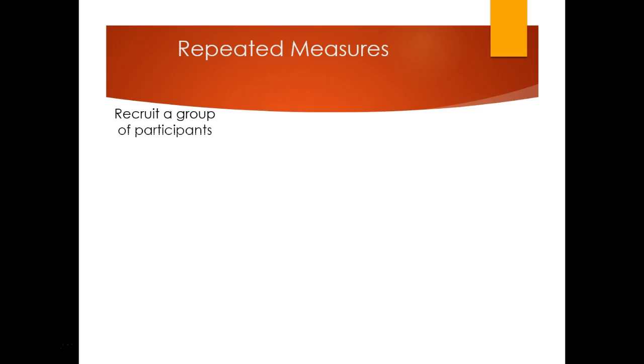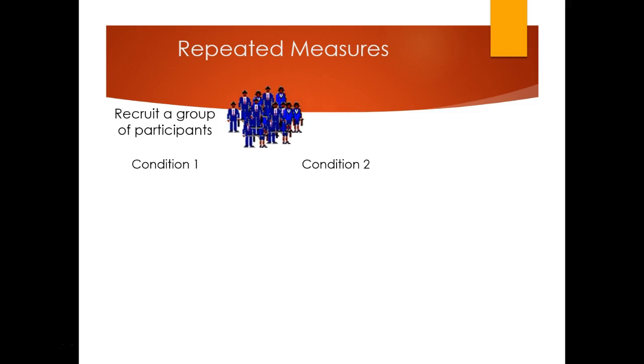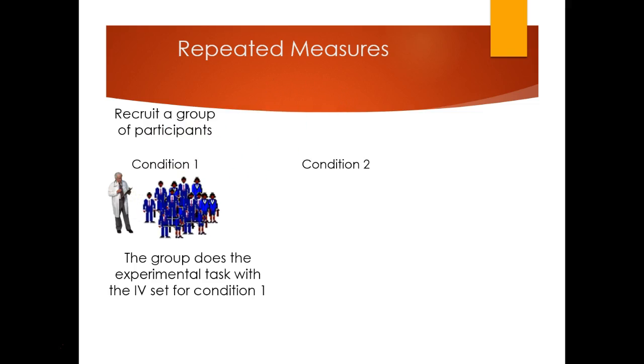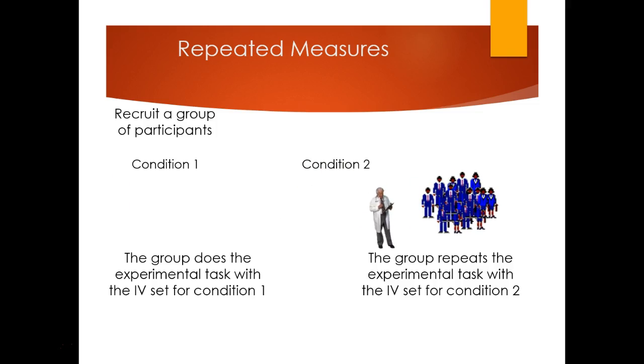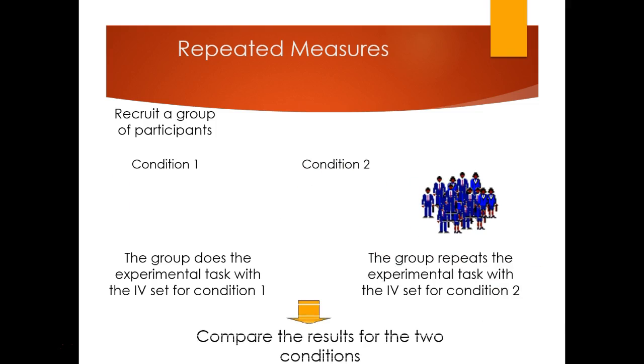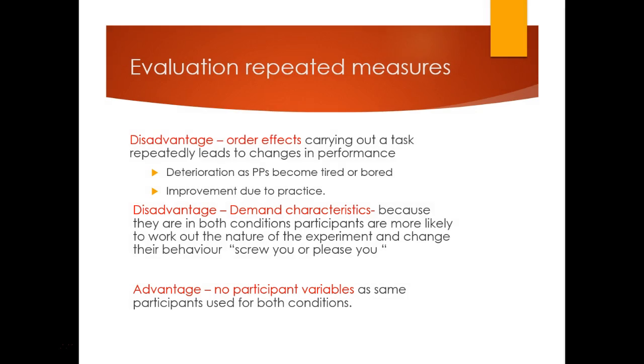So let's have a look at repeated measures. In here you recruit a group of participants as you did with independent measures, but this time the participants all do condition 1 and all do condition 2. That's why we call it repeated measures. Then you compare the results. So this gets over the problem we had with independent measures of participant variables, because they're both doing both conditions. However, the problem with it is order effects.